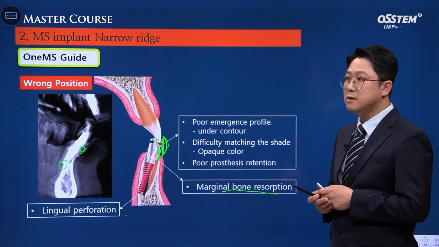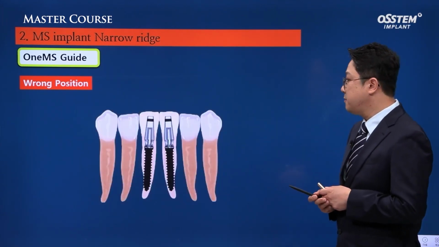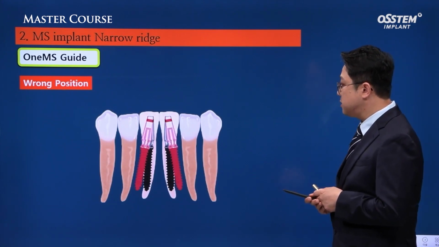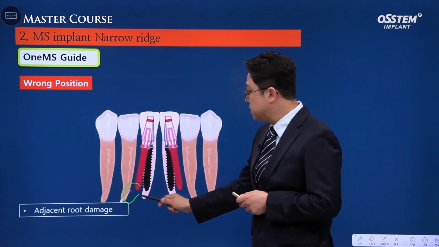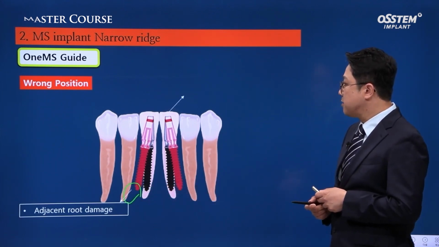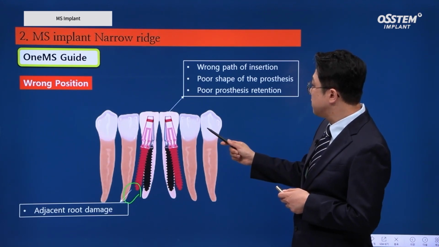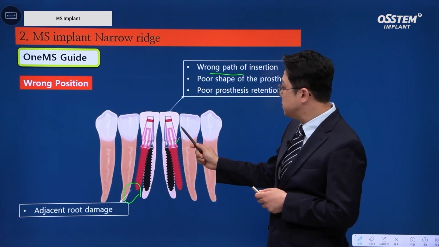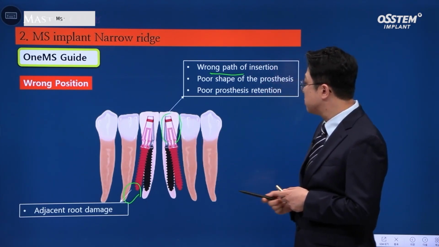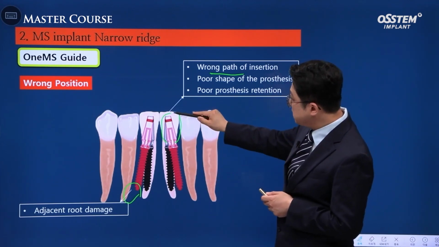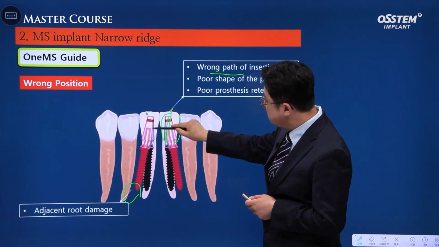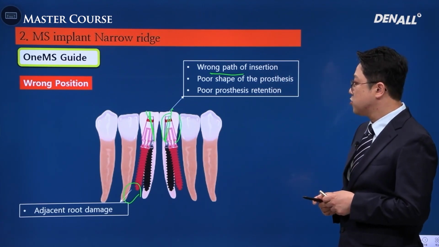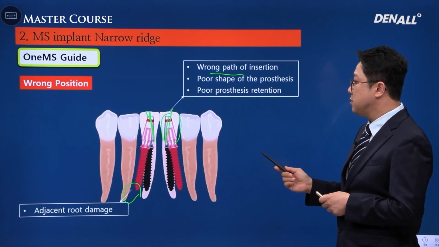If you place multiple implants, if they are placed with a good path, then it is great, but if the angle is deviated, it can be in contact with adjacent teeth. If the path is not good, the insertion path will become unfavorable. This leads to the necessity of prepping the implant. Because the path is not good, if you prep it, then retention will not be ideal. Depending on the implant direction, it will become very difficult to fabricate the prosthesis.